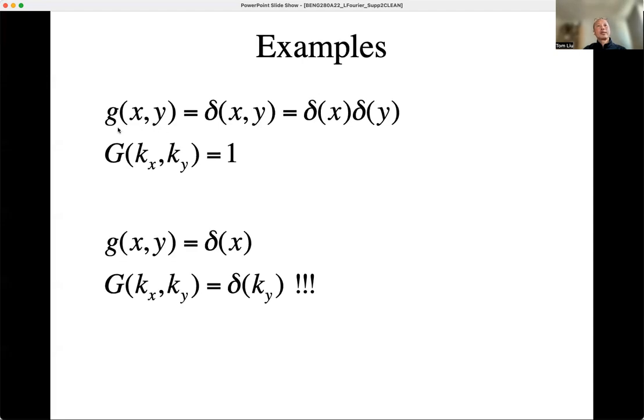These are some examples. For example, g of x,y equals delta of x,y, which equals delta x times delta y. So the Fourier transform of this is 1, and the Fourier transform of this is 1. So 1 times 1 just equals 1.